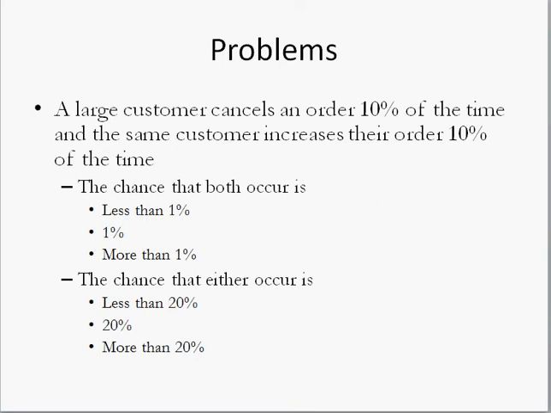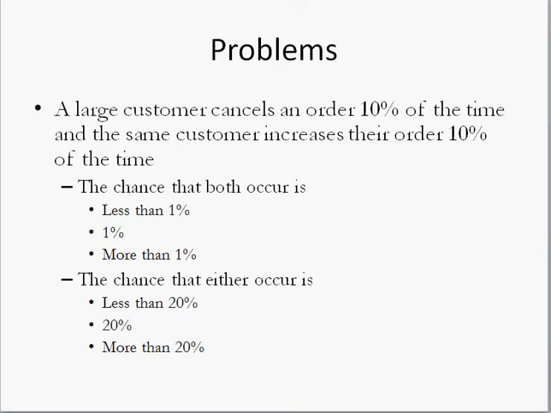And in the case where the chance that both occur is 0%, the chance that either occurs, since the one is 10% and the other is 10%, if we ask an OR question, will they cancel an order or increase their order, that is going to be exactly 20%, simply because there's no overlap. If they were independent or correlated, anything other than -1, then this would be less than 20% because there would be some overlap. But there's never any overlap, and so 20% is the answer.